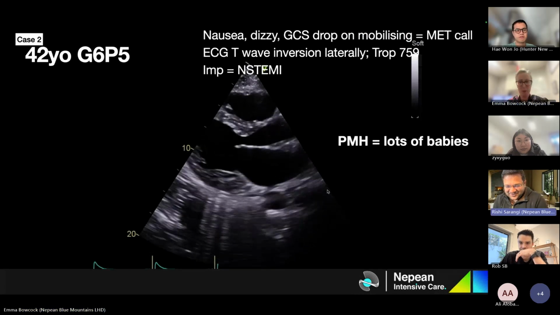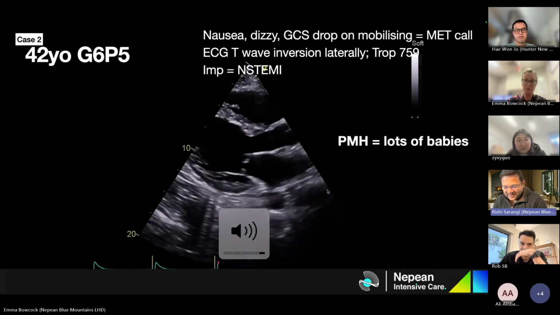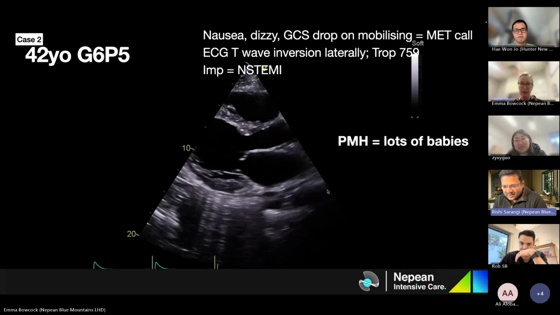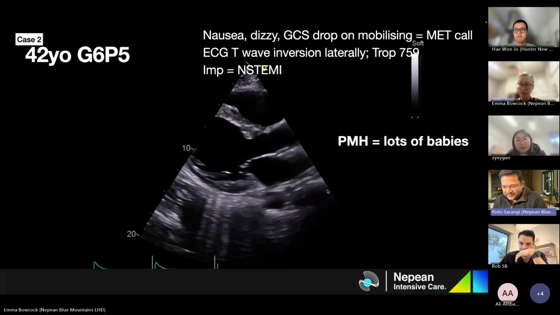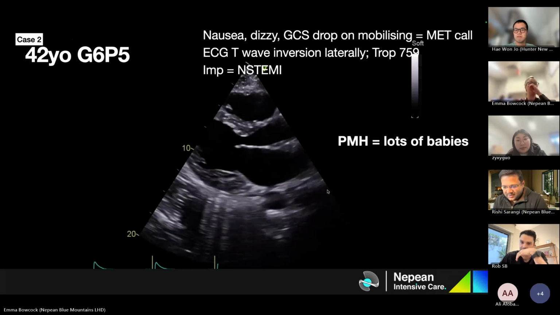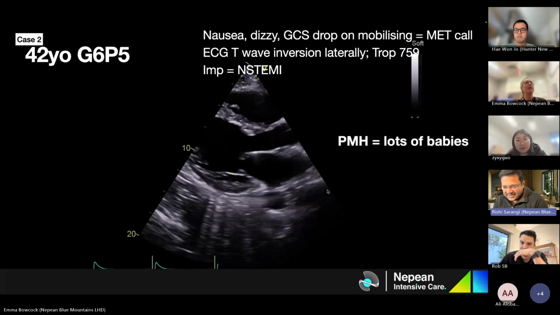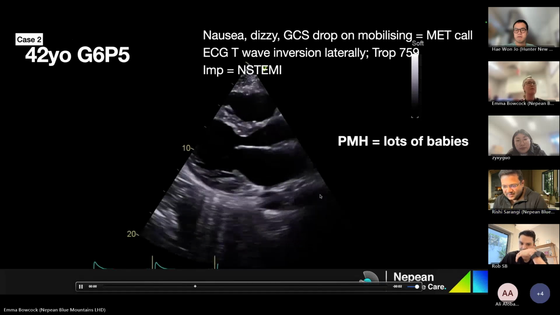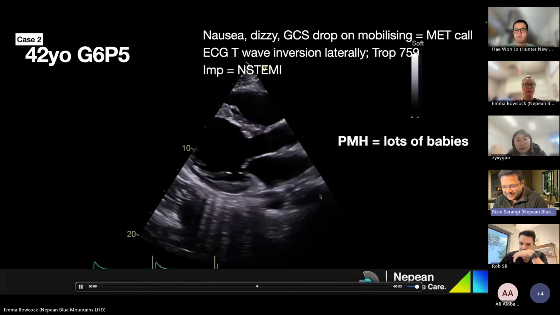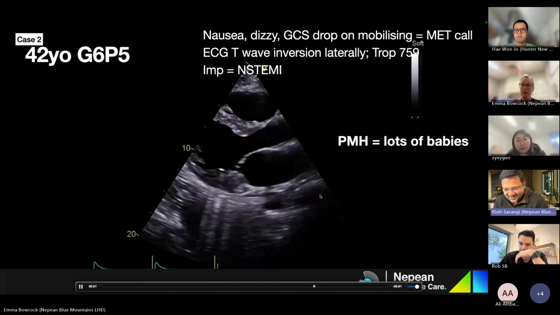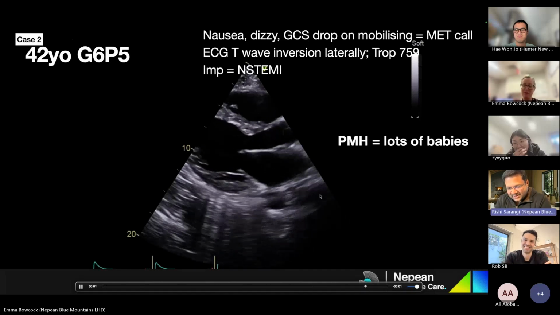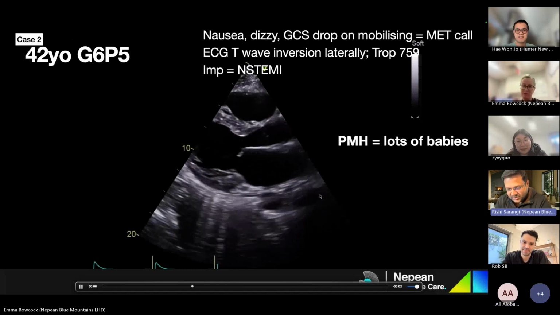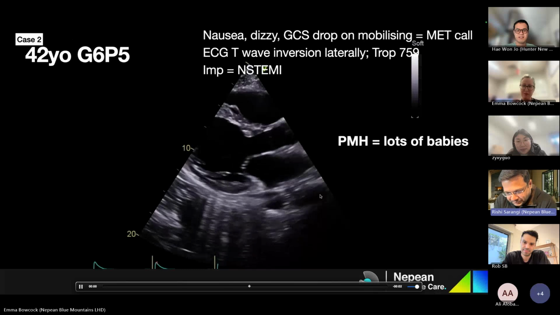No problem. 42-year-old lady, G6 para 5, nausea, dizzy, GCS drop on mobilizing, met call, ECG T wave inversions laterally, troponins of 759, impression of non-STEMI, lots of babies in the past. Okay. So parasternal long axis view, the most obvious feature is severely reduced LV function.